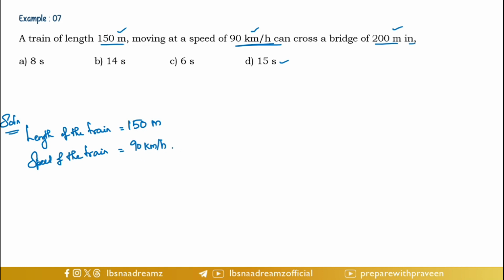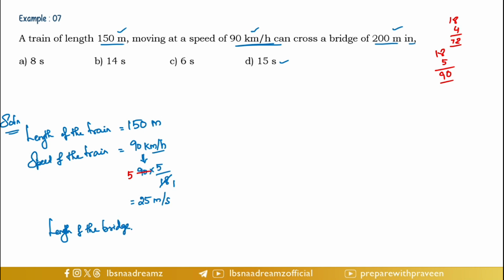So what I said, to convert kilometer per hour to meter per second, you need to multiply speed by 5 by 18. So 18 5s are 5 8s are 40, 90 by 5, which is equal to 25 meter per second, right? Now length of the bridge is equal to 200 meter.